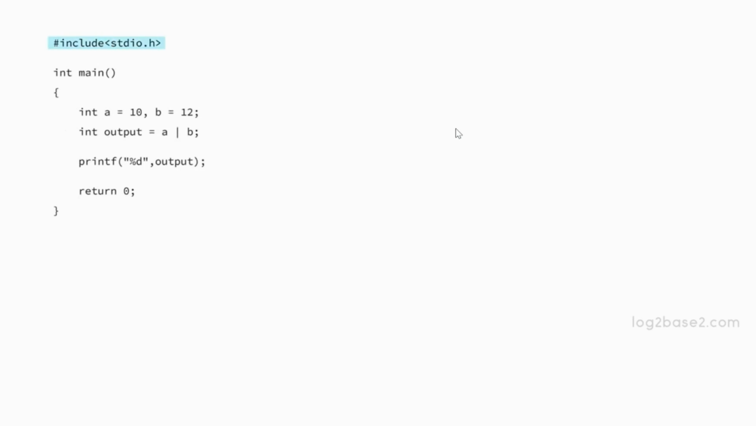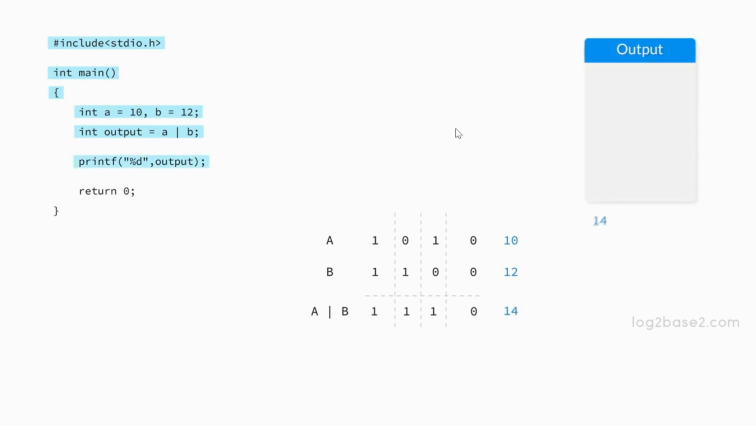Now see the code to implement this. In the main function, we are declaring two integers a and b which are equal to 10 and 12. Then we are calculating the output equal to a bitwise OR b. So the bitwise OR operation will be performed and the result will be stored in output. Now we are printing the value of output, which will be equal to 14. So that's it.